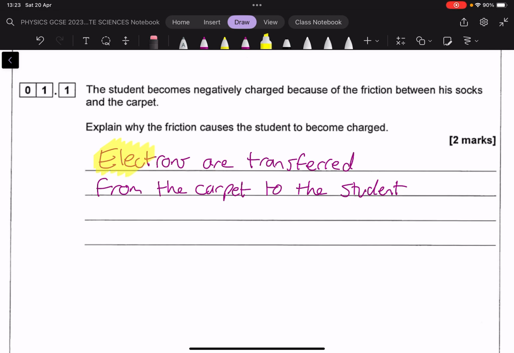So in your answer for the 2 marks, first of all, you have to get it right that it's electrons being transferred. And secondly, you have to get the direction of the transfer correct. So because the electrons themselves are negative and the student is becoming negatively charged, it's the electrons that must be moving to the student. So the 2 most important things in there I've highlighted. So that's for 2 marks.